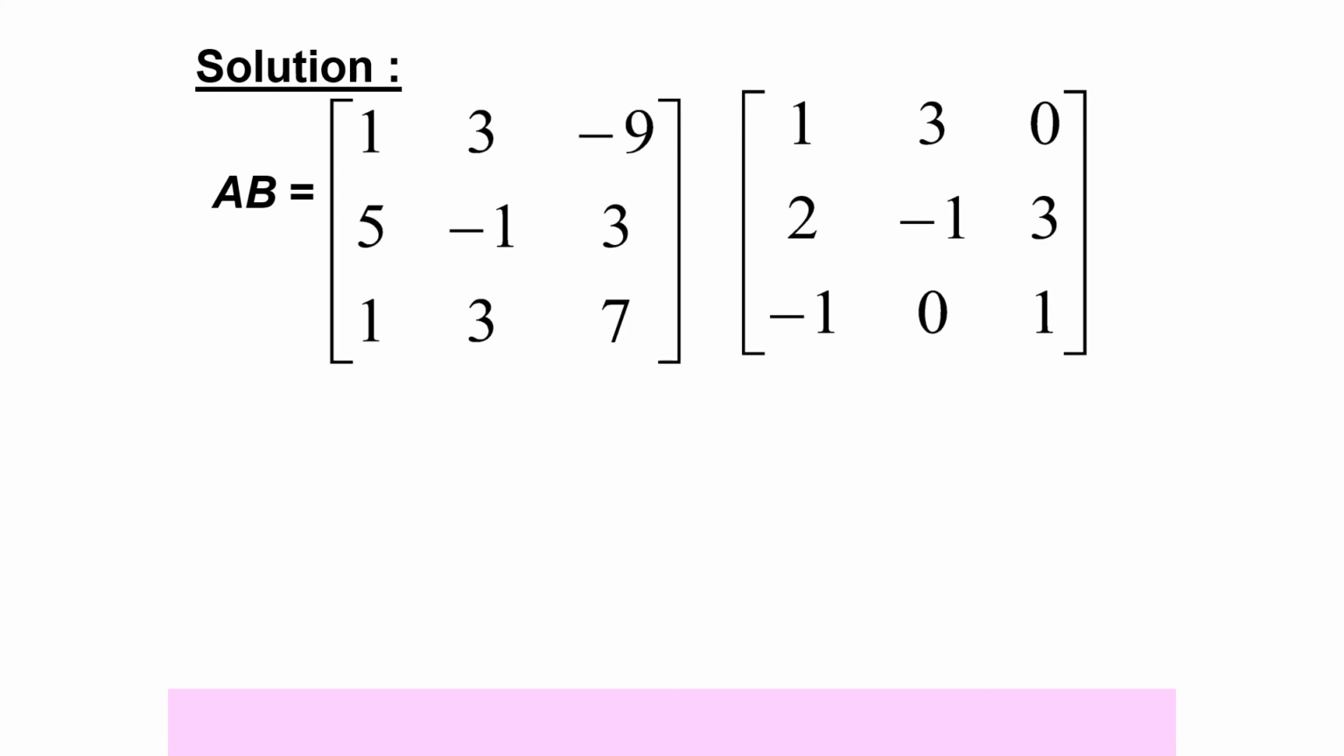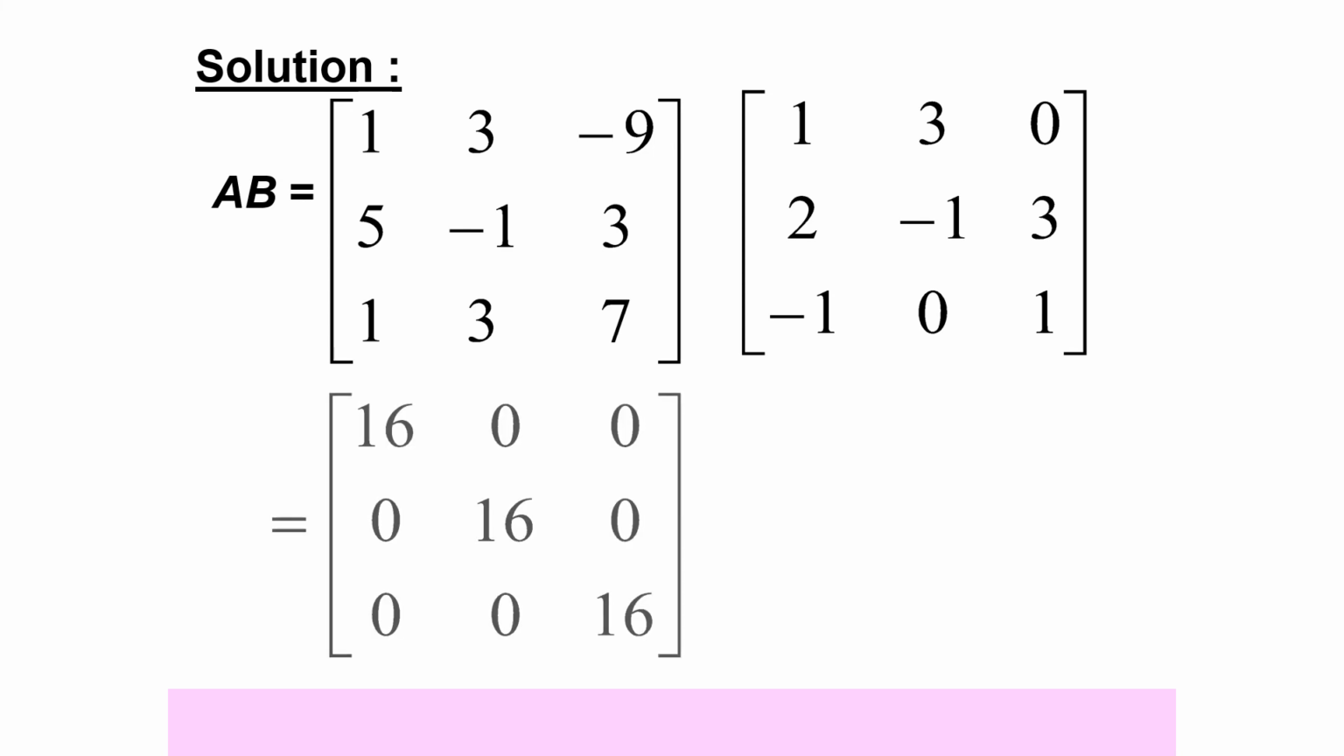First, matrix A multiplied by matrix B. On the left hand side is matrix A, on the right hand side is matrix B. Please remember, matrix A multiplied by matrix B is not equal to matrix B multiplied by matrix A. If the question asks for A multiplied by B, put A on the left and B on the right. Multiply and you will get this answer.